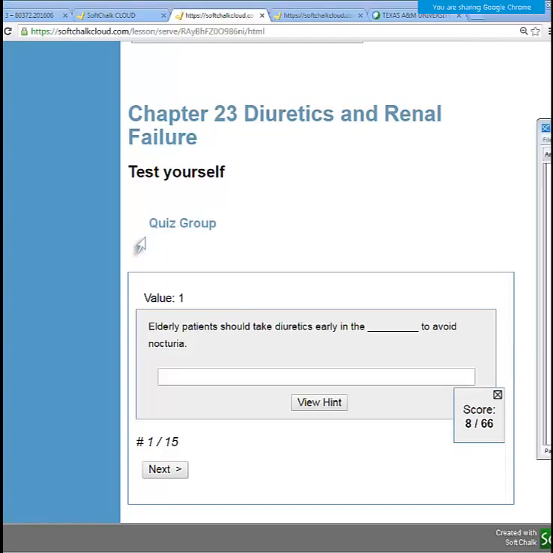Elderly patients should take diuretics early in the blank to avoid nocturia. Nocturia is nighttime urination. So what would you guess to be that answer? Early in the day. Yeah, or morning.